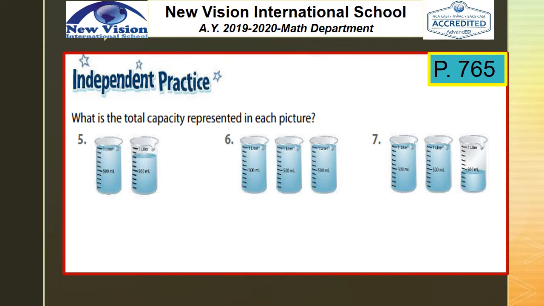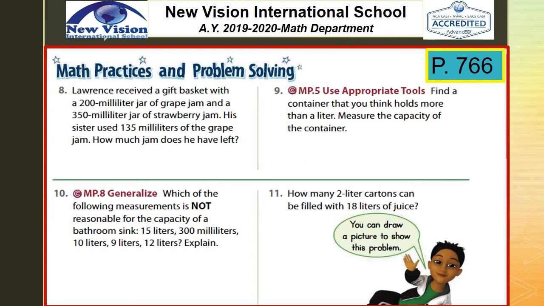Can you do it? What is the total capacity represented in each picture? Number 5. The answer is 1 liter, 800 ml. Very good. For number 6, what's the total capacity? It's 3 liters. Very good. For number 7, it's 2 liters, 400 ml. Very good. Alright, so let's do math practices and problem solving.